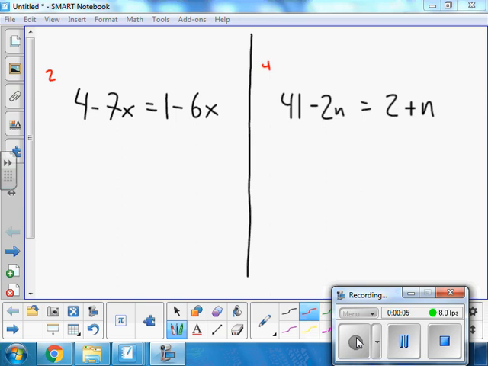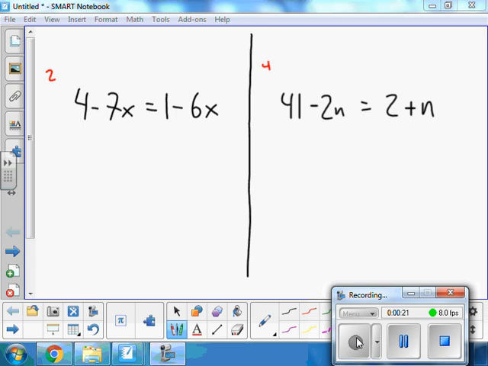Let's do some solving equations. And it looks like we have variables all over the place. So this is problem number 2. And I've got a 7x, a negative 7x, and a negative 6x. So I'm going to clear out the x's on one side.